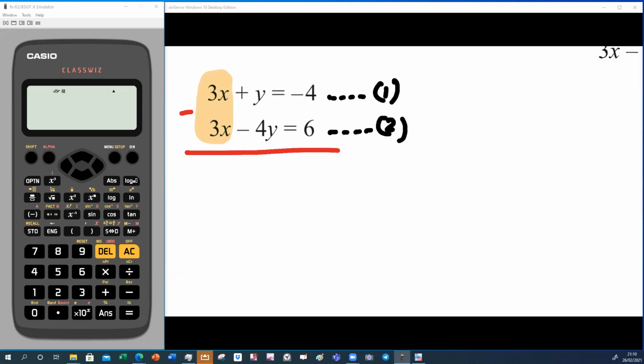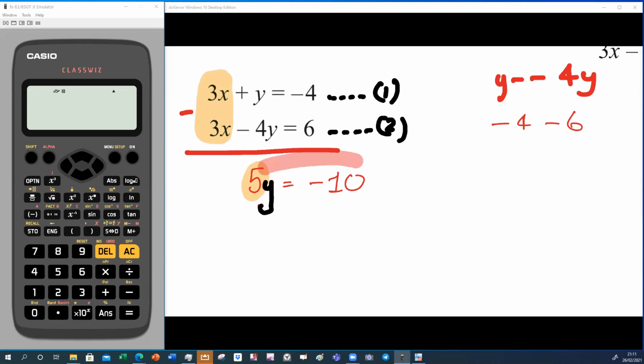Now, what is y minus 4y? Just minus 3y. Think about it carefully. It'll be plus 5y. Plus 5y, that's correct. And what's minus 4 minus 6? Minus 10. Fantastic. So we need to work out the value of y. Divide that by 5. So y equals minus 2. Y equals minus 2.